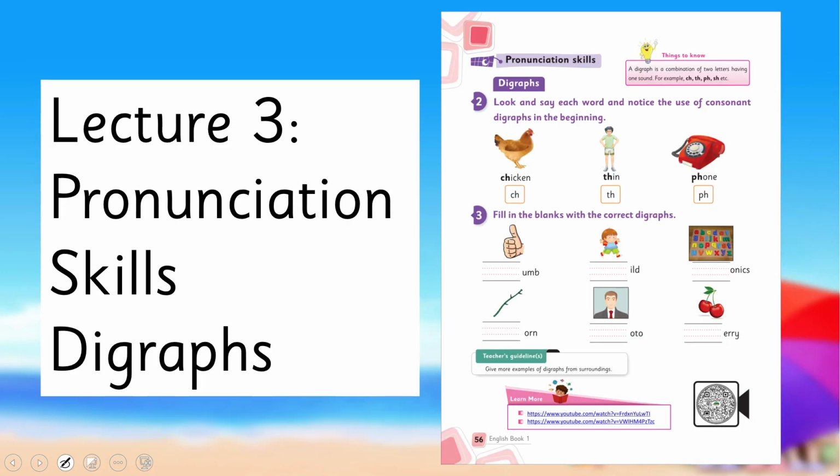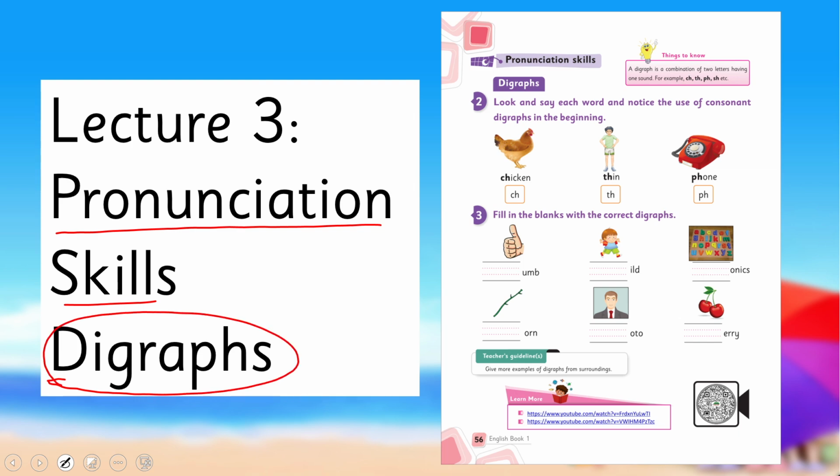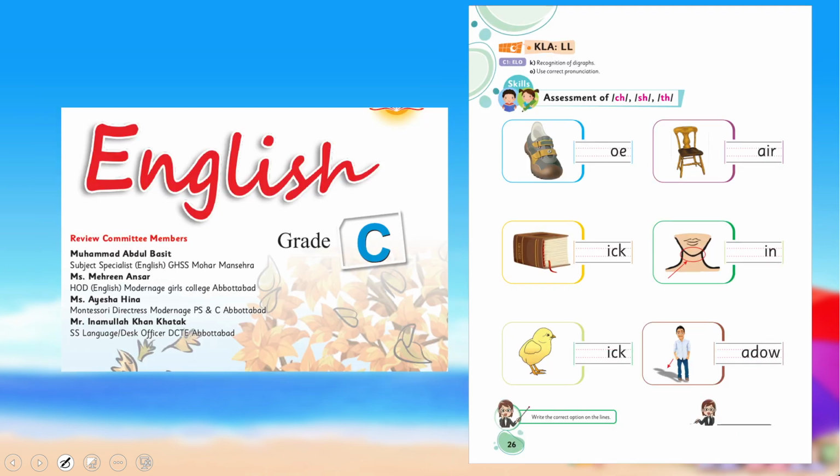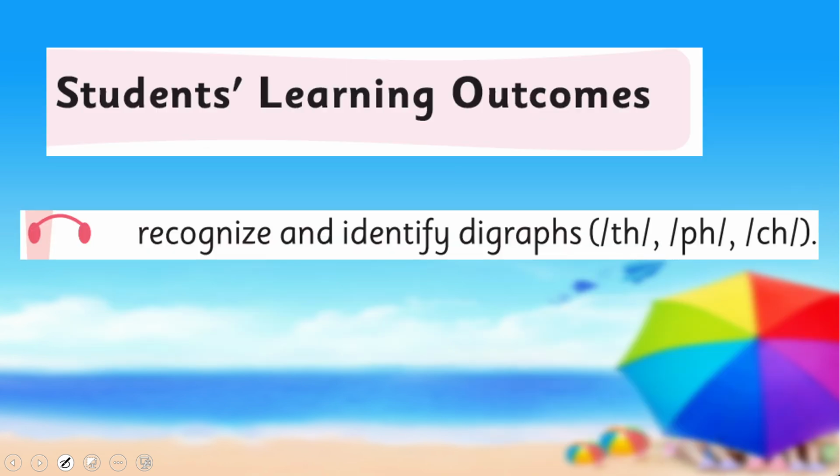Yes, my dear students, today under the title of pronunciation skills, we are going to learn about digraphs. Before this, in English for grade 1, you have already learnt digraphs. I hope you remember. And today we'll learn further to recognize and identify digraphs: th, sh, ch. This is our today's SLO.